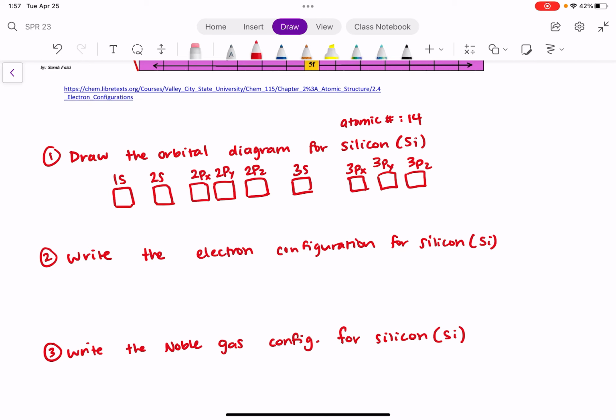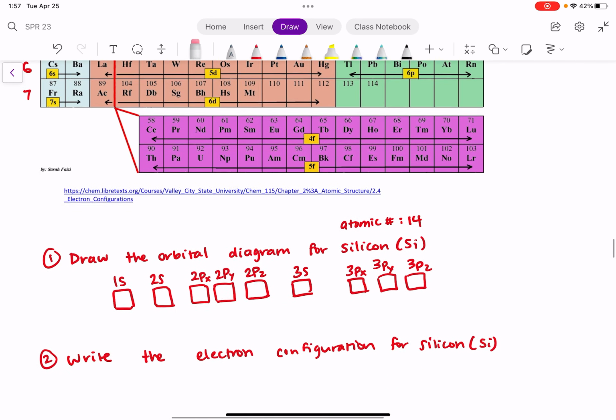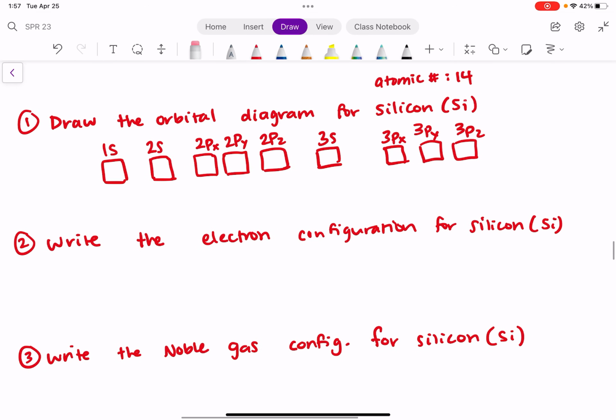Okay, so I think that's all the boxes I need, right? Do I get to the 4s? No, I don't quite get there yet, right? I'm only in my p's. So let's go ahead and fill this out. I'm going to use a different color. How many electrons do we have? We have 14.